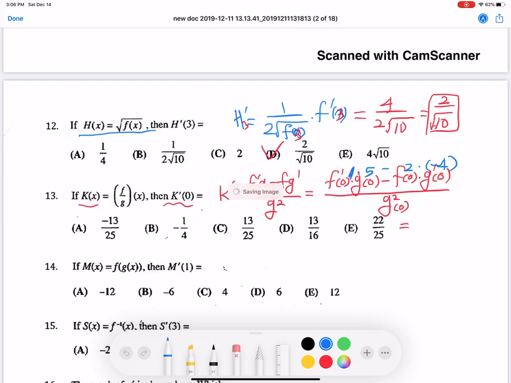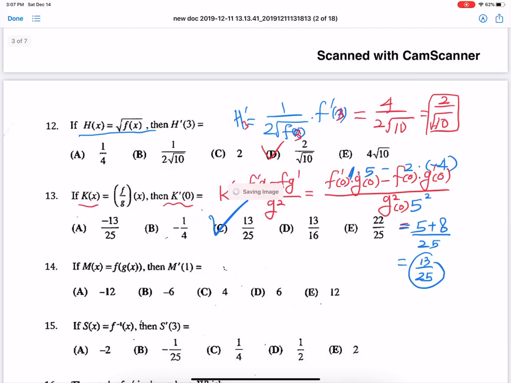Then g0 was 5, right? So 5 squared. What is that value? 5 plus 8 over 25, 13 over 25, which is C is the answer. Okay, number 14.